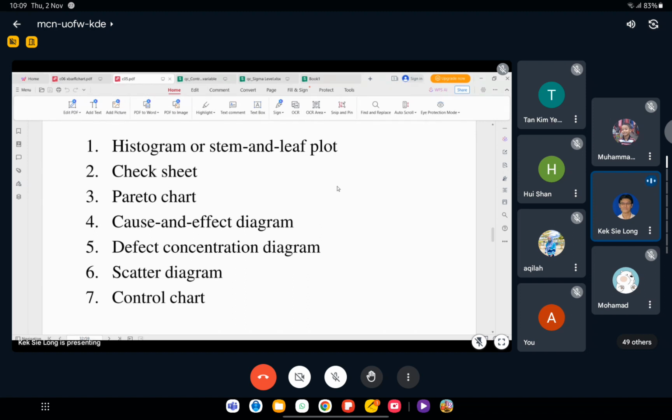We do not go into detail, but we have to know. Okay, we have to know their purpose, why we need to use them.